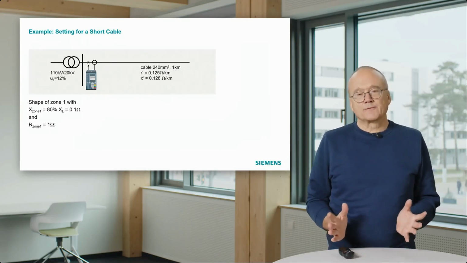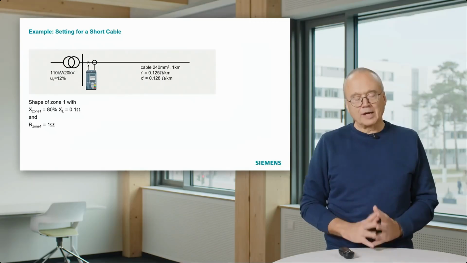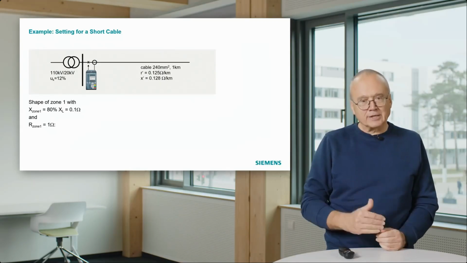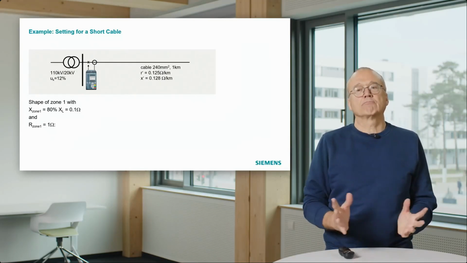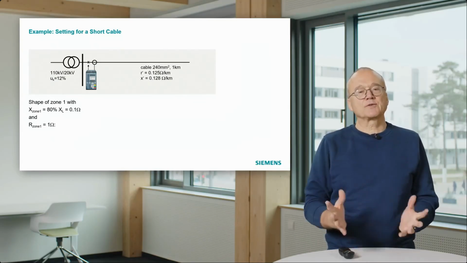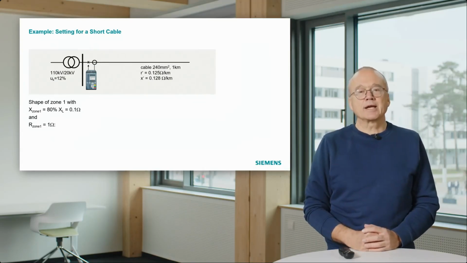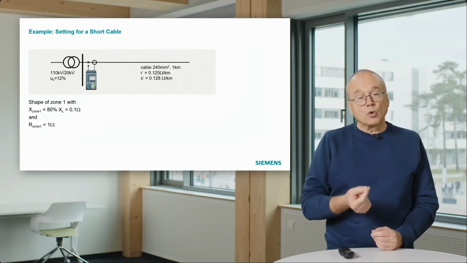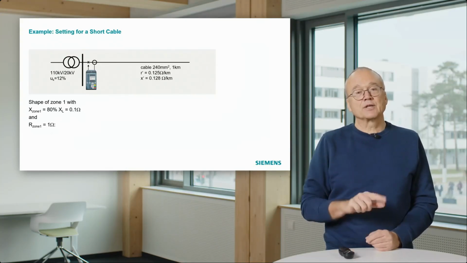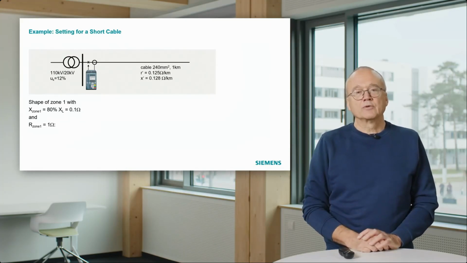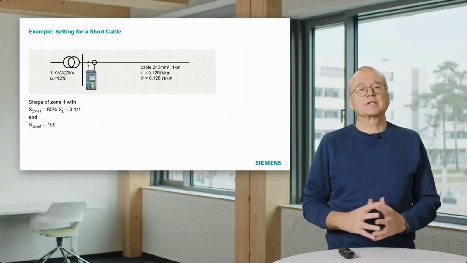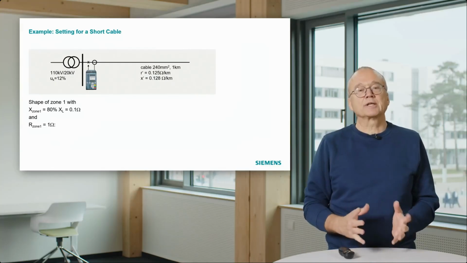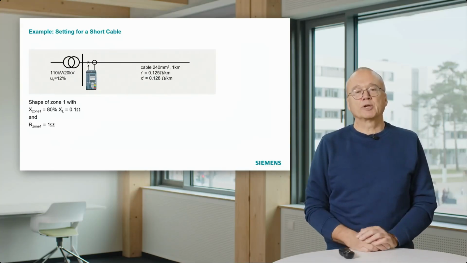Now let's talk about the setting of this distance relay. What are the setting rules for zone 1? For zone 1, we normally set the reactive reach to 80 or 85%. So let's assume we want to set it to 80%. The total reactance of the line is 0.128 ohms. And if we set it to 80%, our setting is roughly 0.1 ohm.